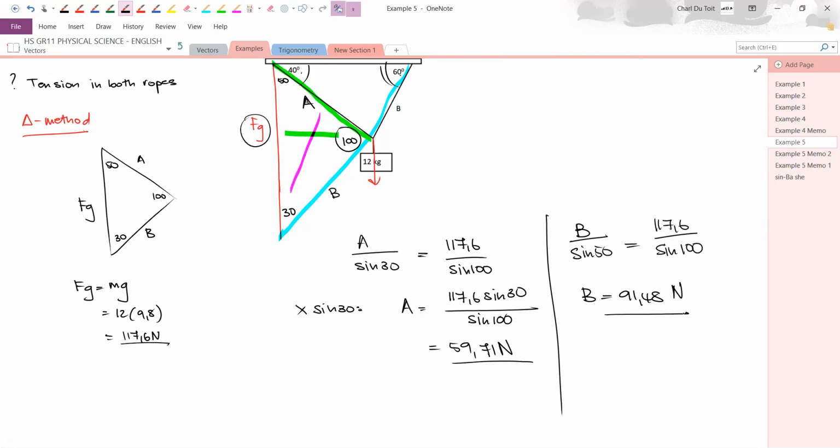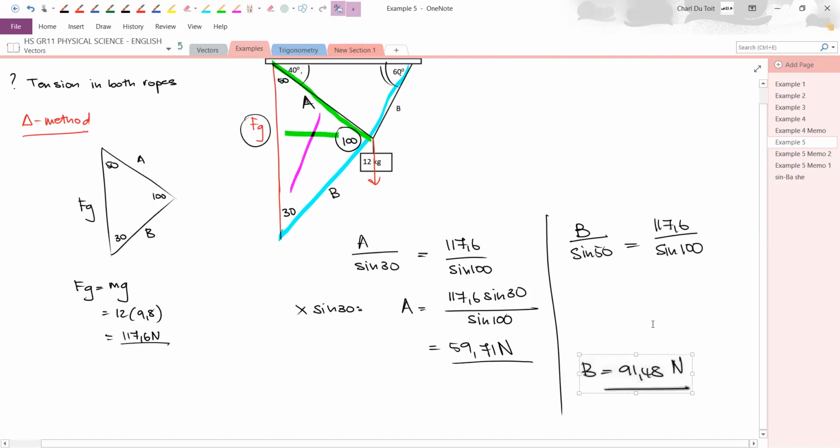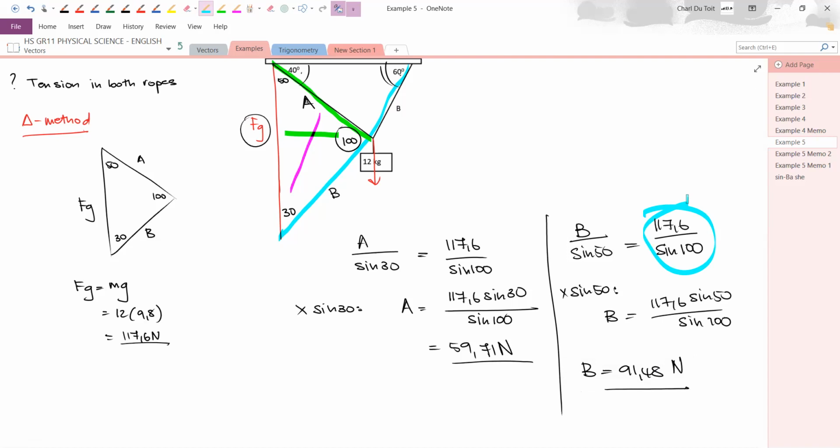Do you get some other value? You said 117.6 over sine 100, right? But what about 117,6 times sine 50. Remember, we also multiplied it with sine 50 again. So B is then 117,6 sine 50 over sine 100. You can type in this part of the sum first and then multiply with sine 50 afterwards. It's not going to matter. 91.48. Yes.